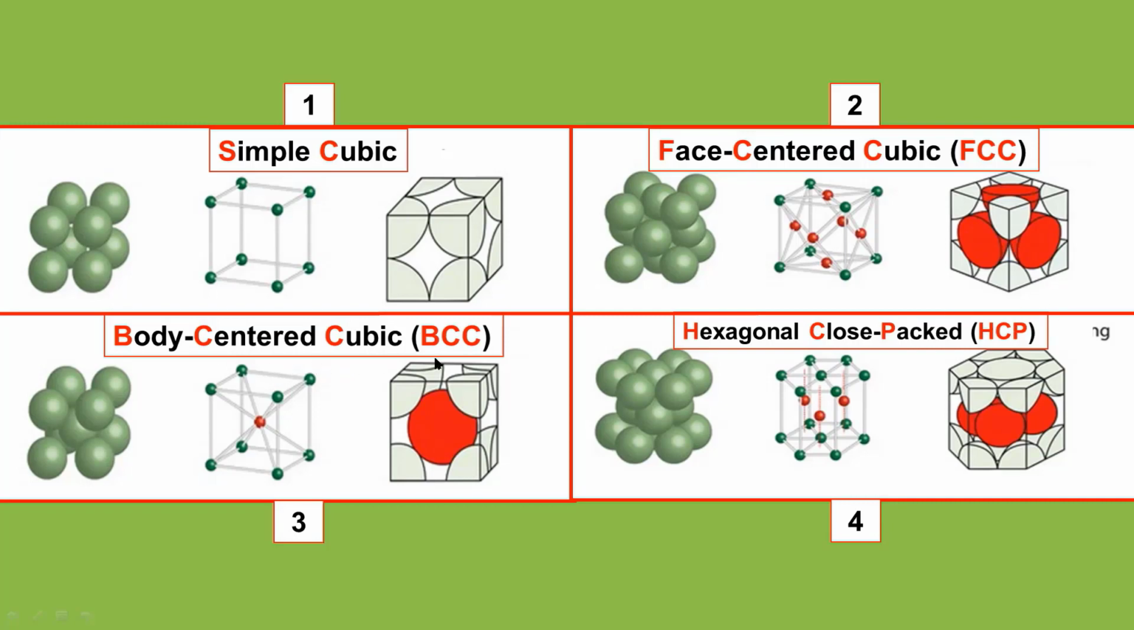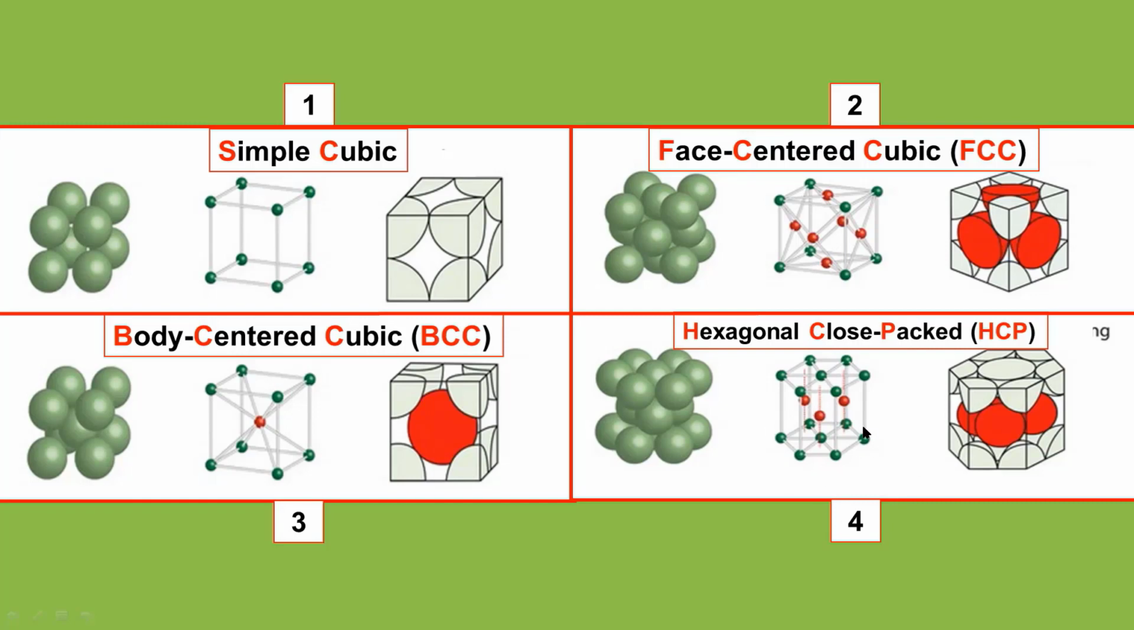Similarly, we have body-centered cubic, where one atom is at the center of the body of the cube and 8 atoms can be seen at the 8 corners of the cube. Practically, each corner atom's presence within the cube will be only 1/8th, whereas the center atom will be a complete one. And one more which we have is the hexagonal close-packed crystal, which will have 3 planes.